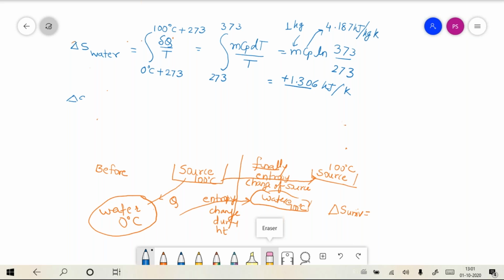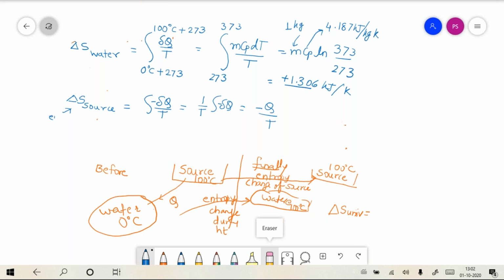Now find the entropy change of the source. Now entropy change of the source would be integral of del Q by T, and you know the concept of source. Source is a reservoir whose temperature remains constant. So I can take the temperature outside the integral. So this is nothing but Q upon T. And I will put a negative sign over here. Negative because the heat is lost by the source, and hence the entropy of the source is going to decrease.